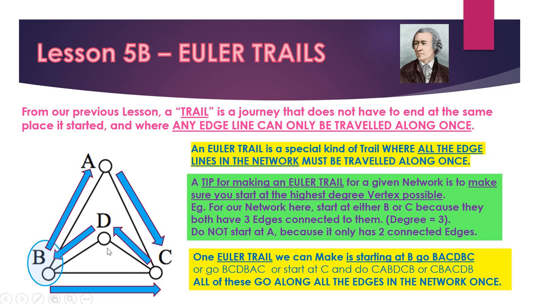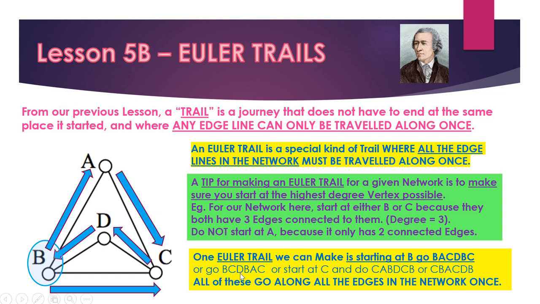And you're allowed to go to vertices more than once. So you see, we started at B, and then later on we came back to B again from D. That's okay, as long as we went along every edge. And if we check every edge of that network, we have traveled along it like a cowboy riding the trail. We've been along every edge line, but we only did it once. So that is an Euler trail.